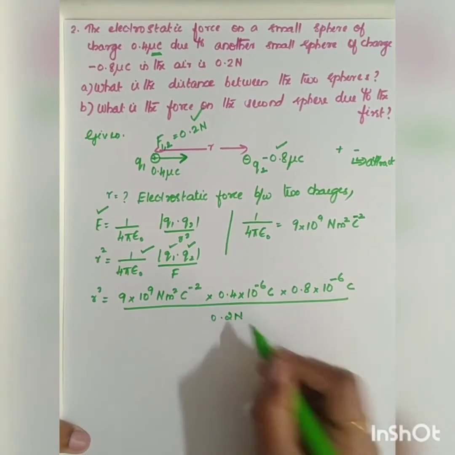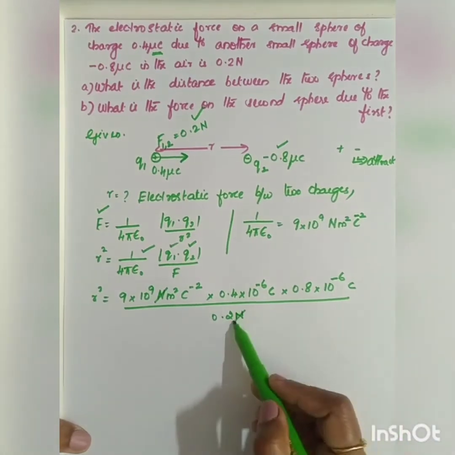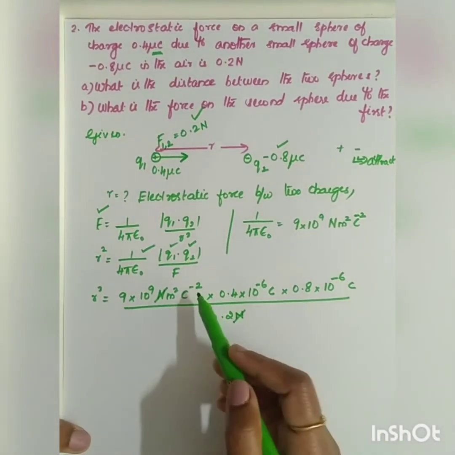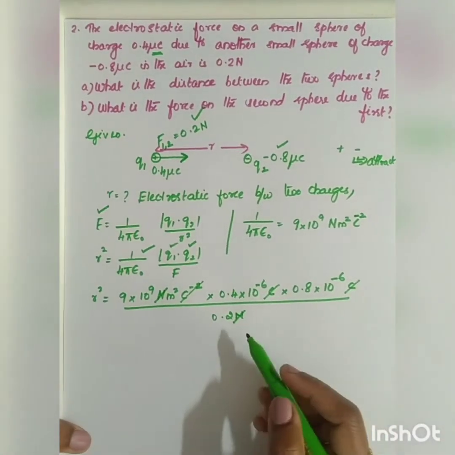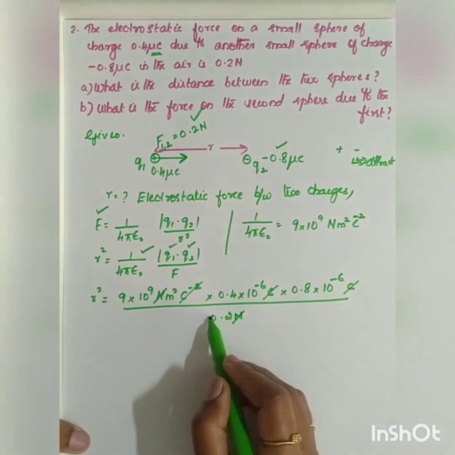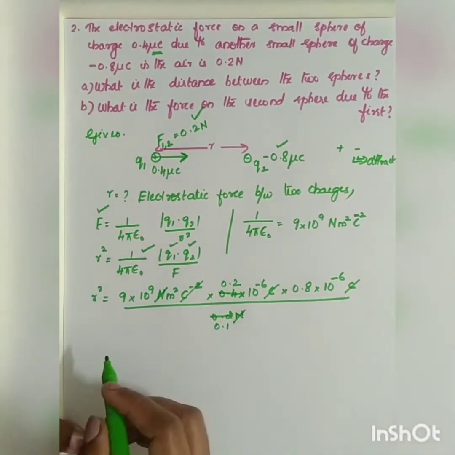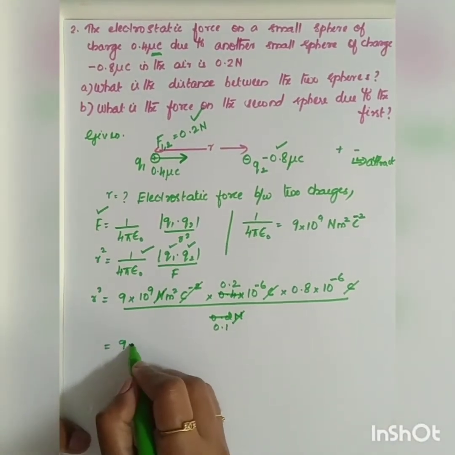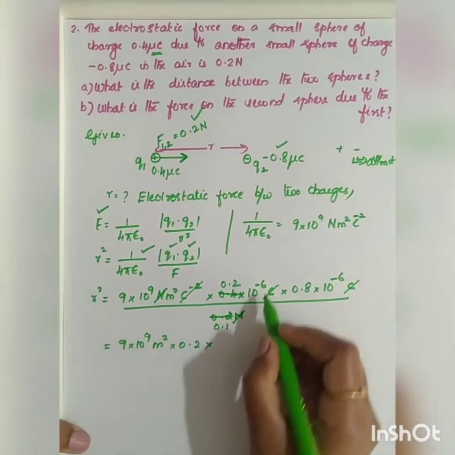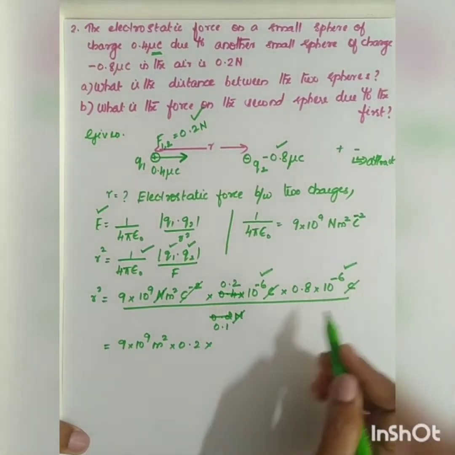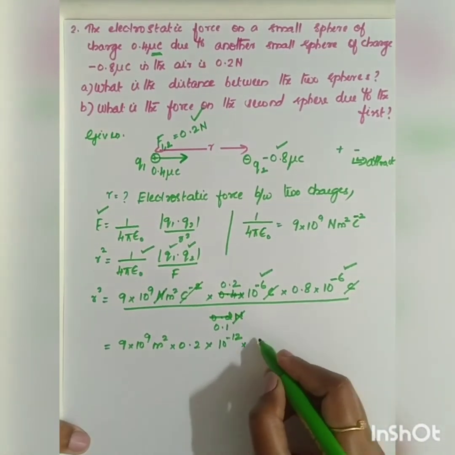Okay, 0.2 Newton. So can we do cancellation? Here you have 1 Newton, here you have 1 Newton, it will get cancelled off. Here it is coulomb minus 2, here you have 1 coulomb, so it will get cancelled off. Now here you have 0.2 and 0.4, so this will become 0.1 to 0.2. Okay, now which is equal to 9 into 10 raised to 9 meter square into 0.2 into, here you have 10 raised to minus 6 minus 6, so 10 raised to minus 12, 6 plus 6 you have to add, into 0.8.